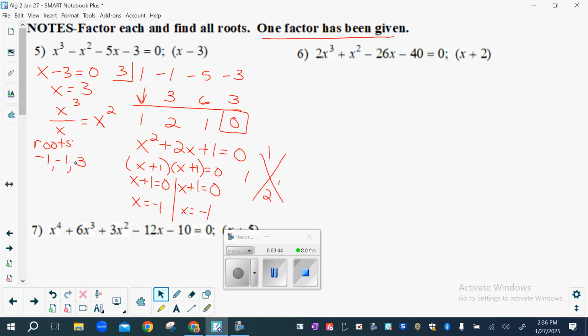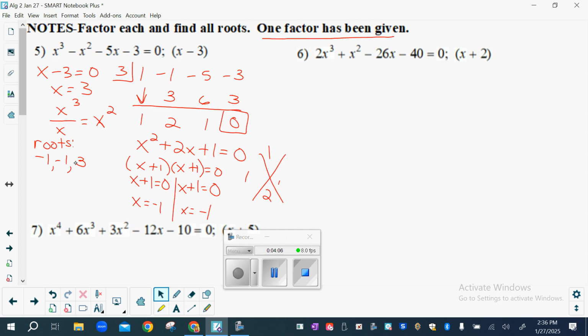How many roots do we have? 3. What's the degree of my polynomial? 3. So they should match. Remember, those should always be the same. If it's not, you've done something wrong. So my degree for the polynomial, the highest exponent, is 3. And there are 1, 2, 3 roots. Has to be the same.